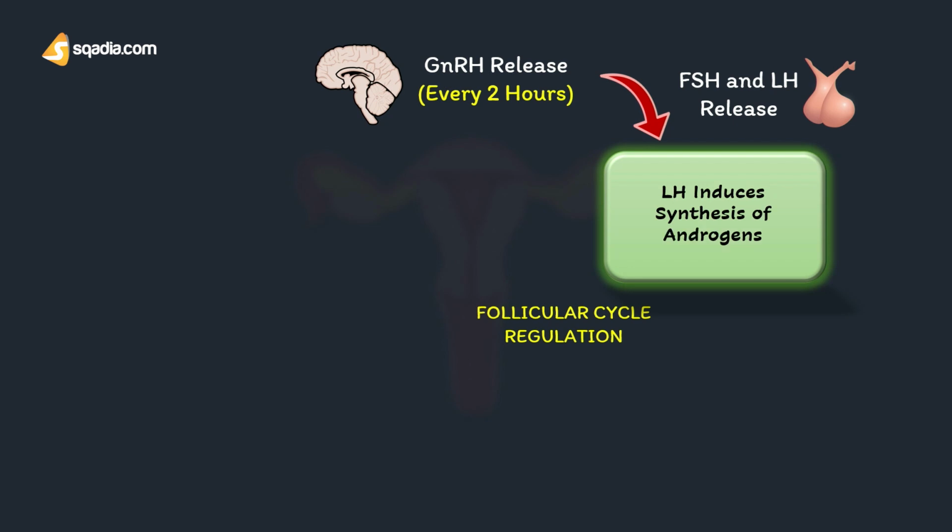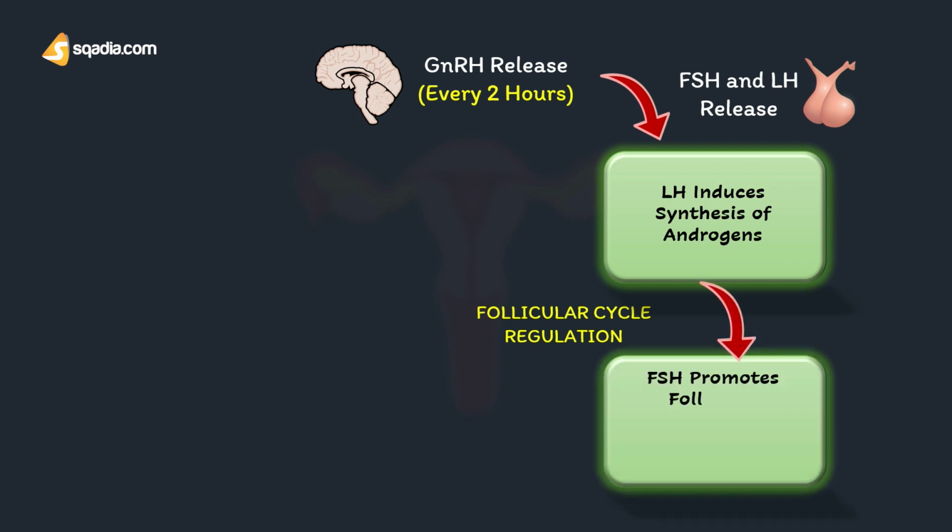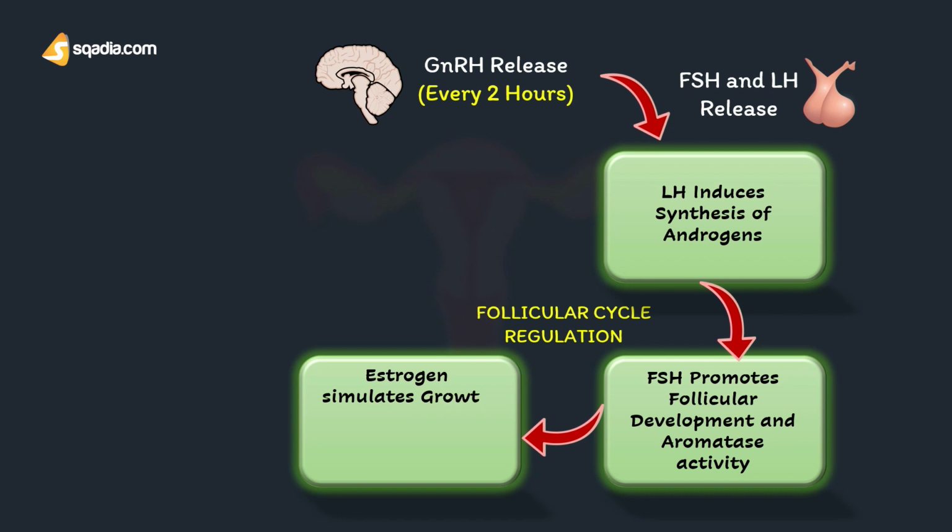LH is going to induce the synthesis of androgens from the theca cells of the growing follicle, which we talked about earlier. After that, FSH is going to promote the aromatase activity in the granulosa cells of the follicle. The aromatase activity means the conversion of androgens into estrogen. So it also promotes the follicular development inside a follicle. Estrogen is going to be responsible for the development and growth of the matured or Graafian follicle, and it's also going to stimulate the secretory activities of the theca cells.